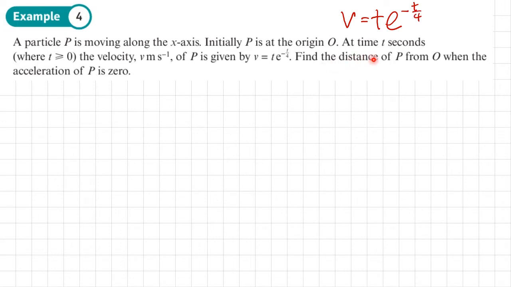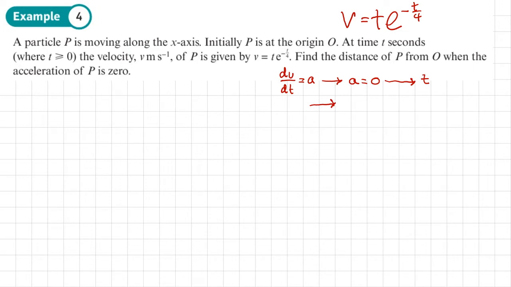Find the distance of P from O when the acceleration of P is 0. So there's a few things that I need to do. I actually need to find the acceleration. So I need to differentiate the velocity, find the acceleration, and then I'm going to set that acceleration equal to 0. When I've set that equal to 0, I'm going to use that and find the time at which the acceleration is 0. Then I'm going to integrate my velocity.